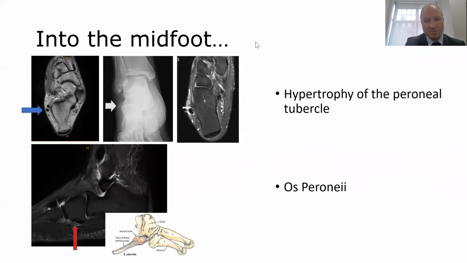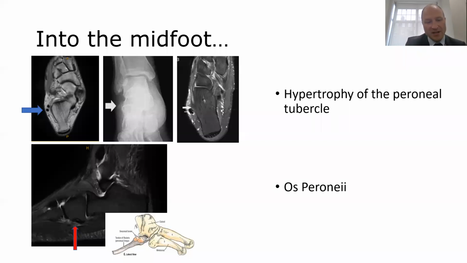So what is an os peroneum? It's a little bone, or can be bipartite, can be two separate pieces of bone, which are a bit like the patella in the patella tendon. They are beneficial in some respects by increasing the lever arm of the peroneus longus tendon as it passes underneath the cuboid, shown by the red arrow. But in a great number of patients, they cause pain on the lateral side of the forefoot as they pass through what is quite a narrow gap.